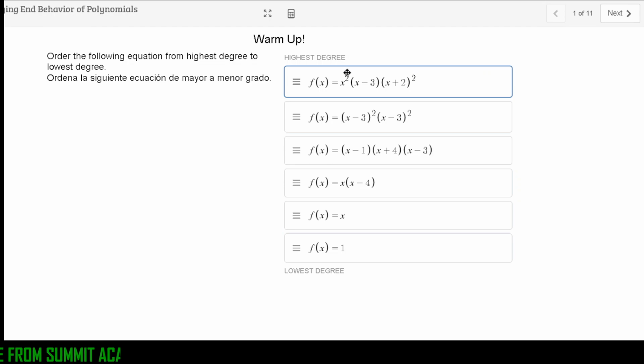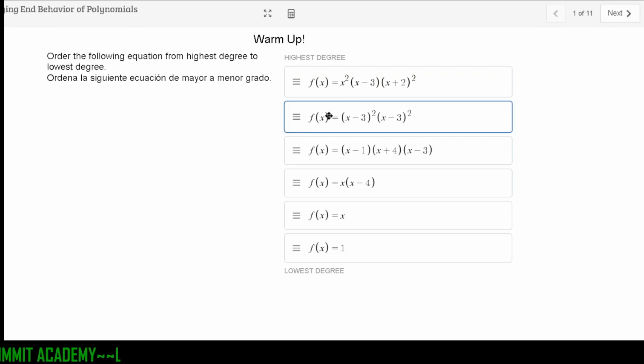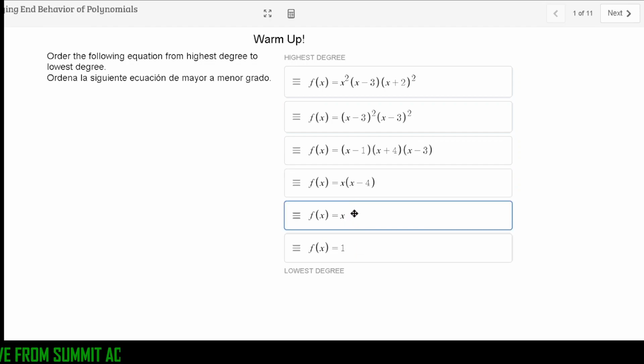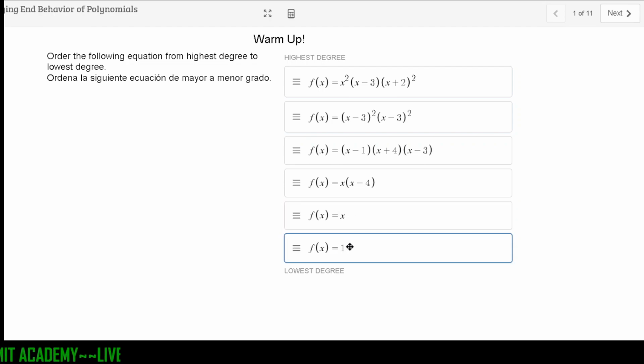As I'm looking at this order, again, make sure you're combining all the exponents together. When I multiply this out, I would have a degree of 5. When I multiply these out, I have a degree of 4, and so on. Be careful when you're looking at the last two. Even though I don't see an exponent on that x, I know it's going to be 1 because I have 1x. However, I have 0 x's, so it's almost like I have a degree or power of 0.